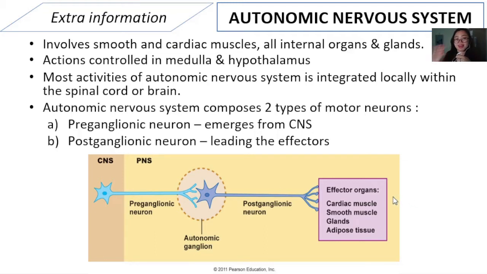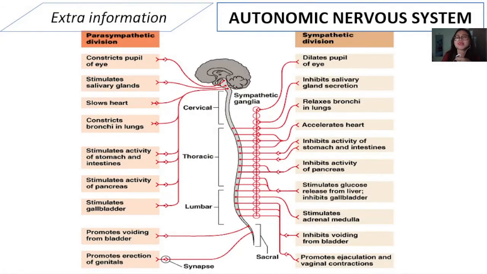Once again, these are extra information. You don't have to memorize this, but if you know, you know. And last but not least, before we get back to the main points in this lesson, here are extra information on the autonomic nervous system.